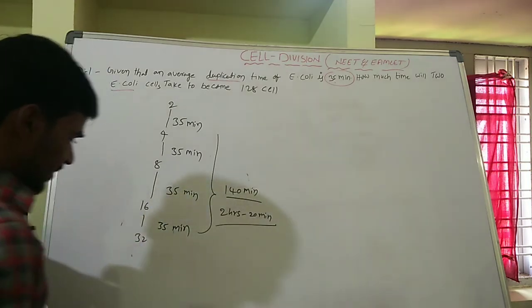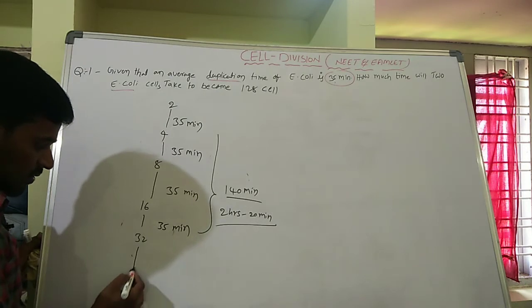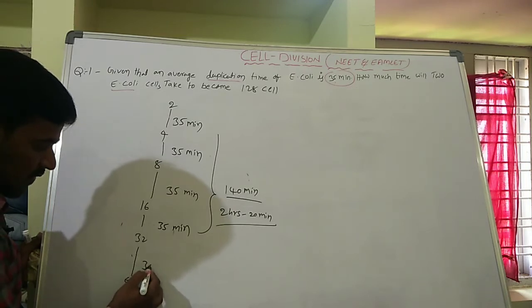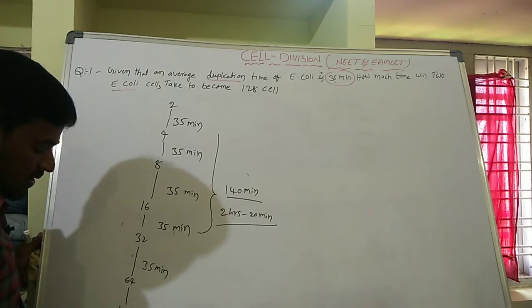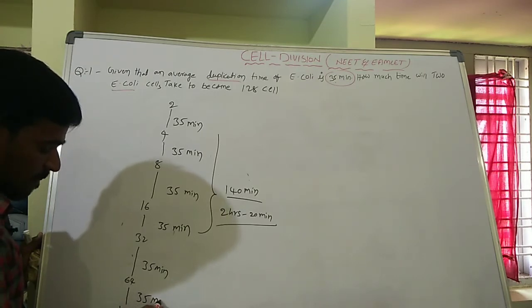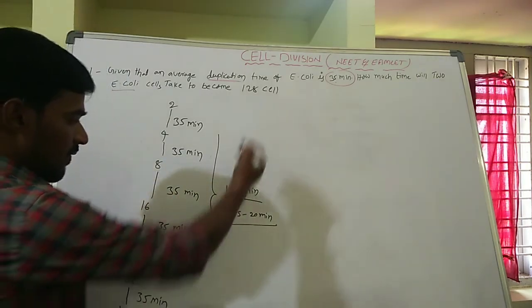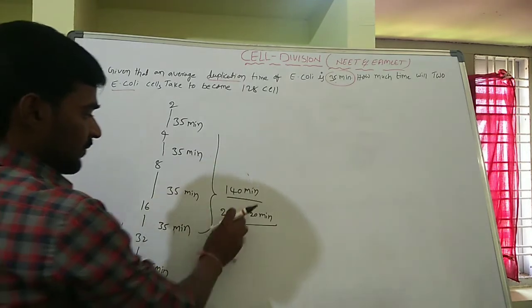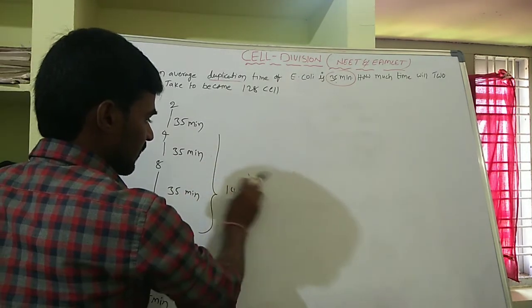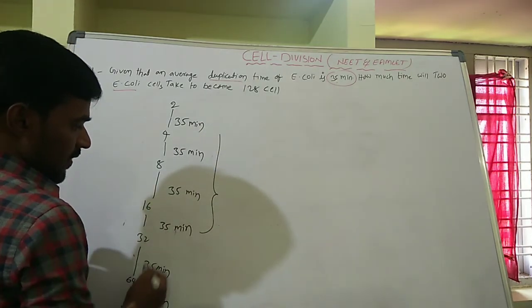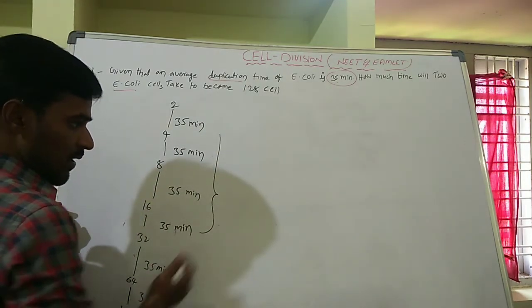Same. Elaborate that. After 32, the next duplication gives 64 cells after 35 minutes. 64 again gives 128 cells after 35 minutes. Now calculate this: 70, 140, 70. The answer is 35, 35, 70, 35, 35, 70, 140, 140 plus 70.